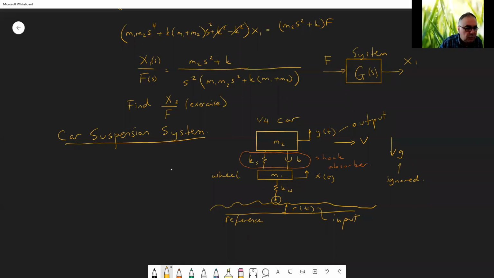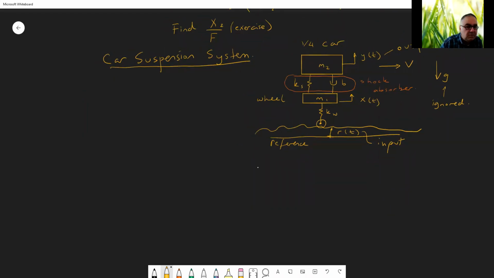So we have to draw the free body diagrams and all these. So the free body diagrams are as follows. For M2, you have the spring force, the damping force, let's say. This is Y. Is equal to, let's say, oh, sorry, not like that.